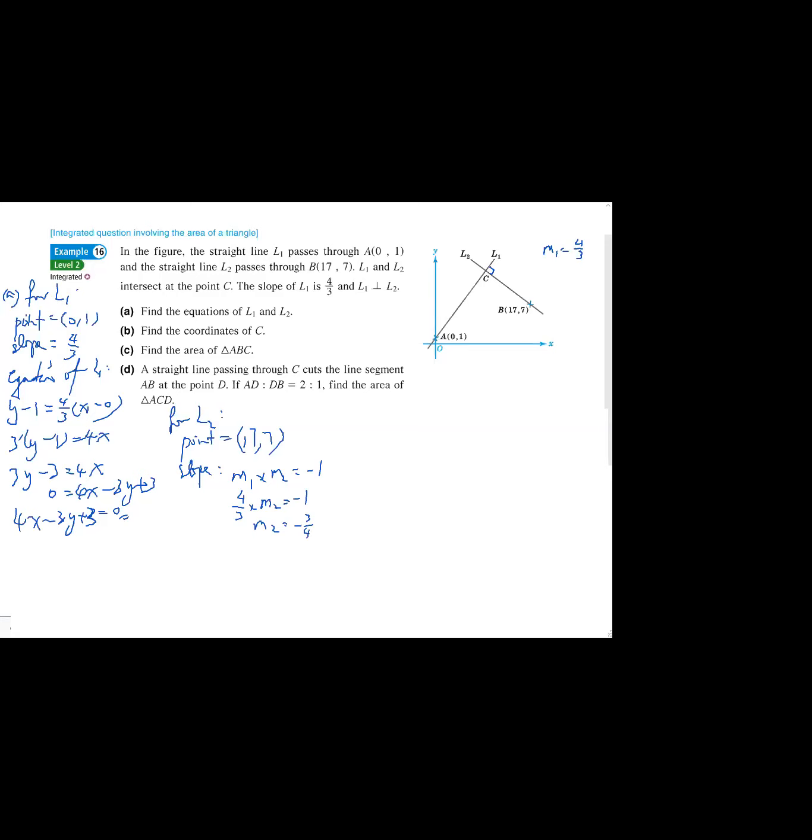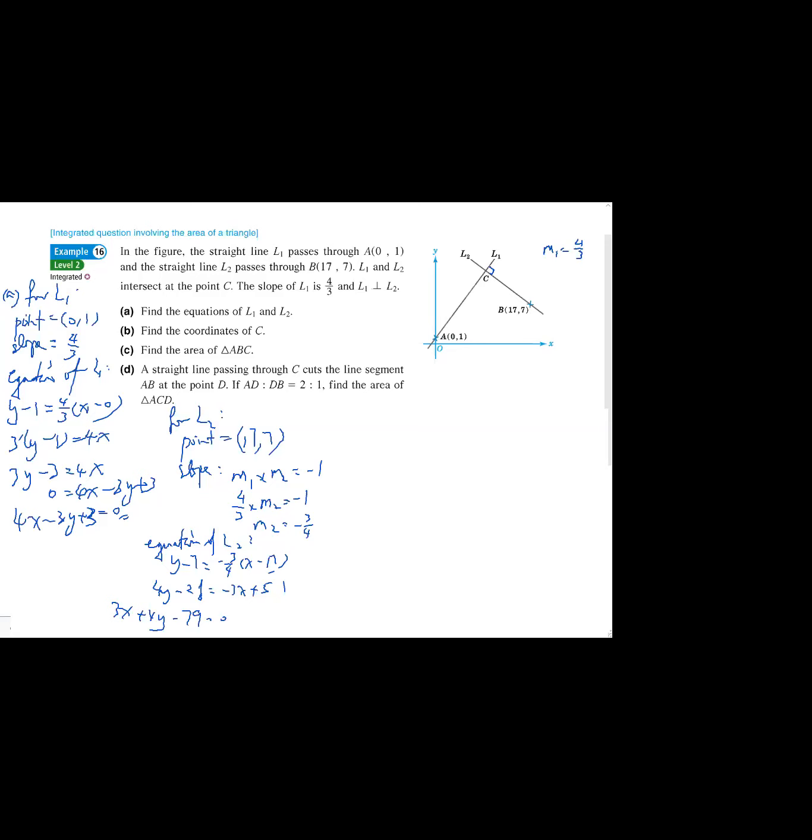So now we have the point and the slope, we can write down the equation of L2. The equation of L2 will be y minus y1 equals m times x minus x1. So it should be 4y minus 28 is equal to -3x plus 51. Finally, it's 3x plus 4y minus 79 is equal to 0. Am I correct? Yes. So this is part A.